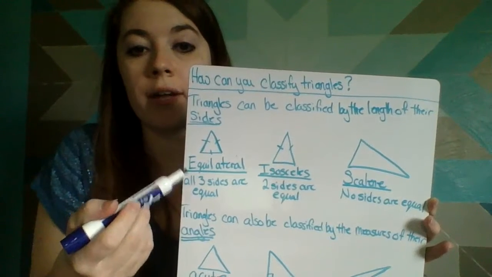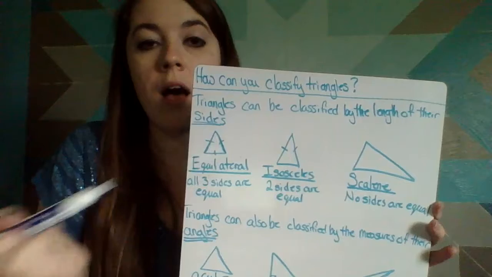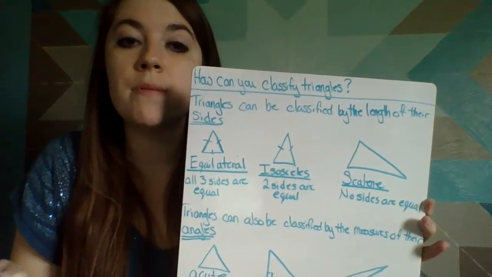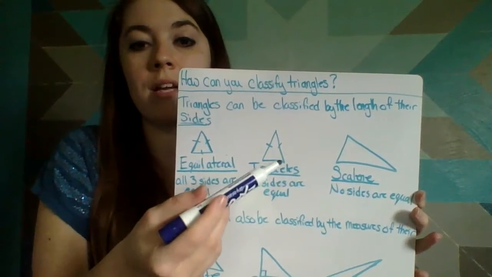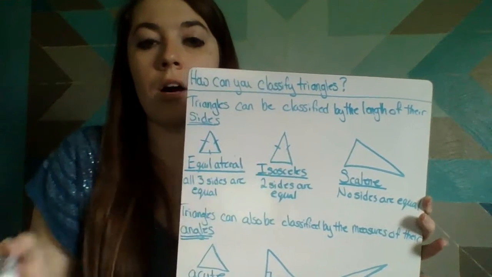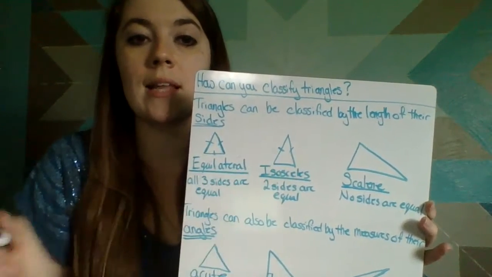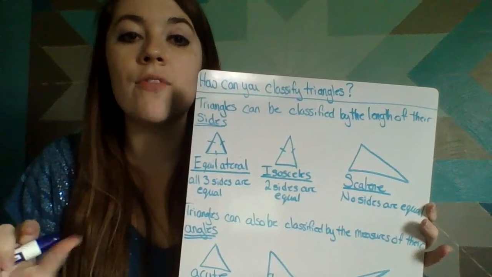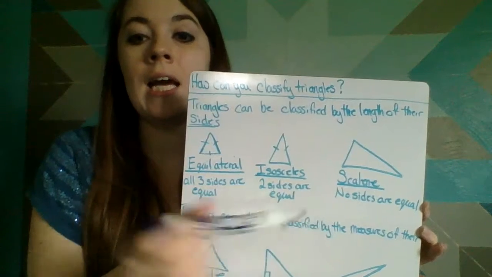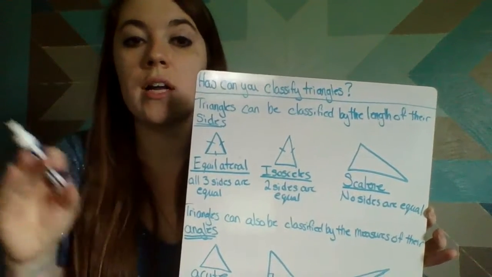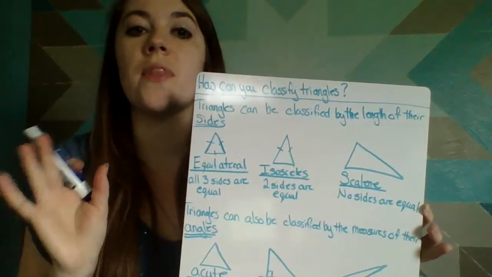Equilateral triangles, all 3 sides are equal. You're either going to see these little tick marks on the sides, or it's going to give you the dimensions and they'll all be the same measure. Isosceles, that's where 2 sides are equal. Once again, it's either going to have tick marks representing that they're equal to each other, or it'll give the actual dimensions of the sides. And then scalene, none of the sides are the same, so they're all going to have different measures. So these are the 3 ways we have to classify triangles based on their sides.